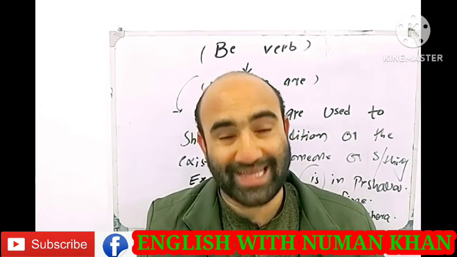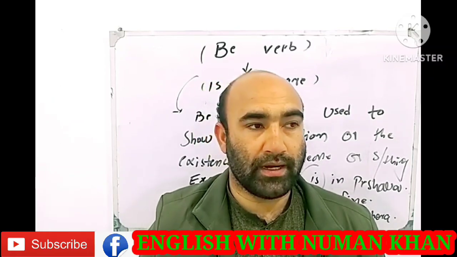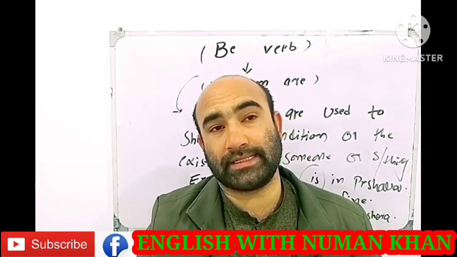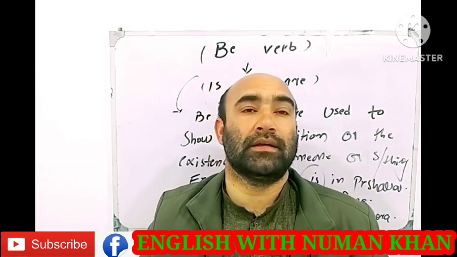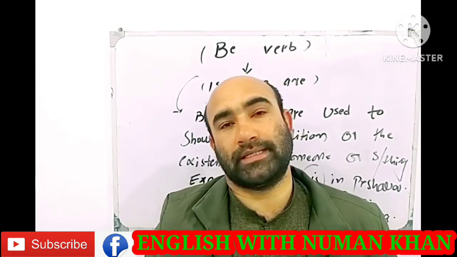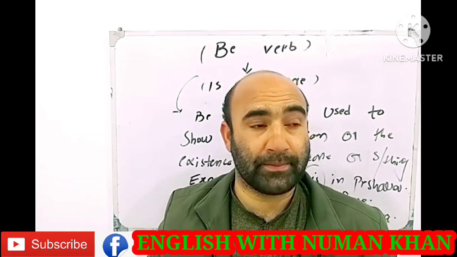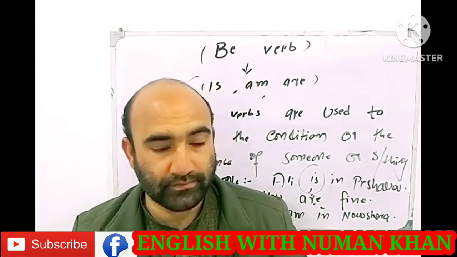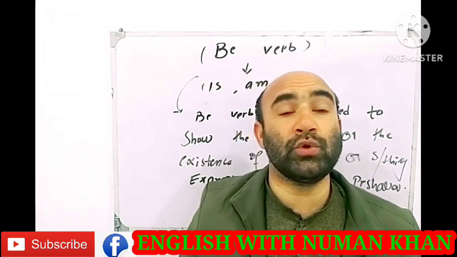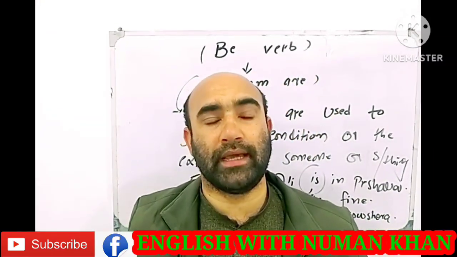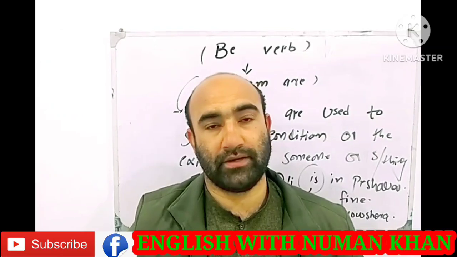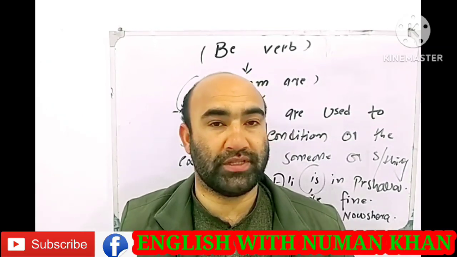Which one is the biggest province? Balochistan is the biggest province in Pakistan. Now look here, we are talking about the condition, right? Where is Ayub Park? Ayub Park is in Rawalpindi. Very good. So these were the examples.